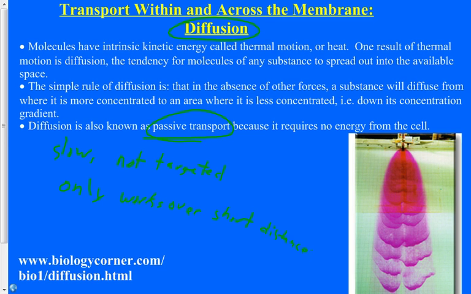Which, within a cell, isn't usually a problem. A cell isn't very big. Okay, so diffusion can work within a cell. Even though it's slow, it can still work because it doesn't have to go very far.